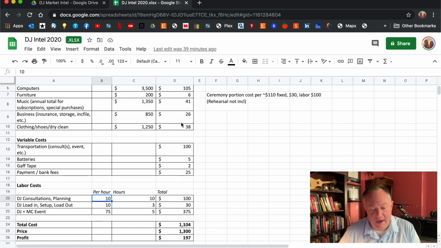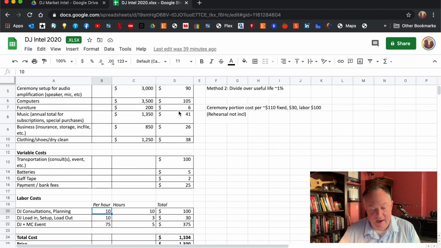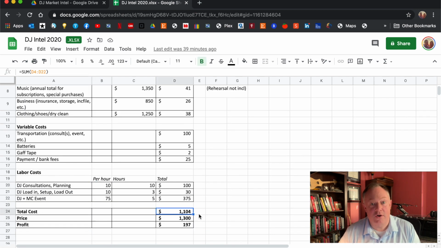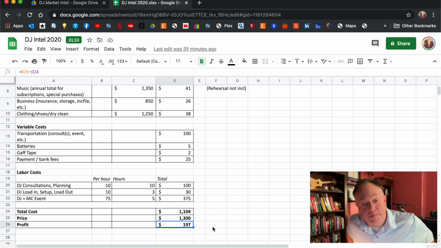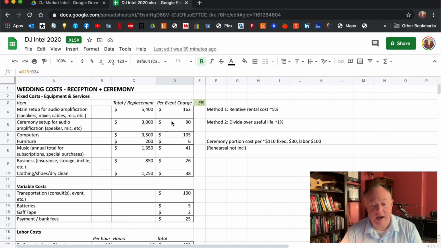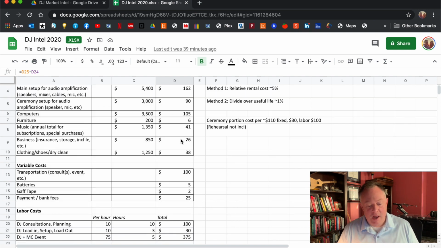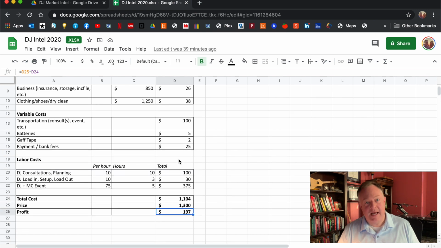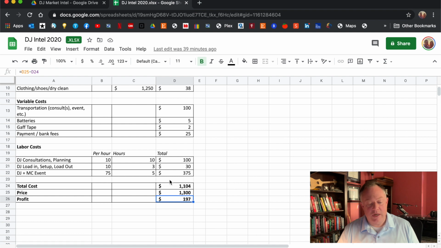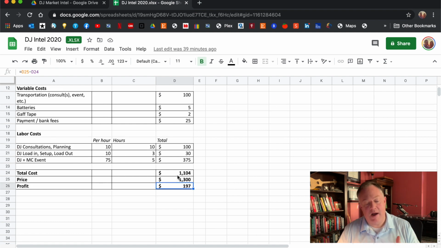I put this into my little table here, and as I add everything up, it basically totals to $1,100. So if I plug in my number from my competitive landscape that I figured out on the tab prior, my price of $1,300, it looks like I'm making a profit of about $200 per event. I'm very happy with the way this is set up, because it gives me the ability to replace my equipment over time as wear and tear does its thing. I'm also able to recoup my variable costs because that's baked into my overall price. I'm able to recoup my labor costs, and I'm able to clear a profit.